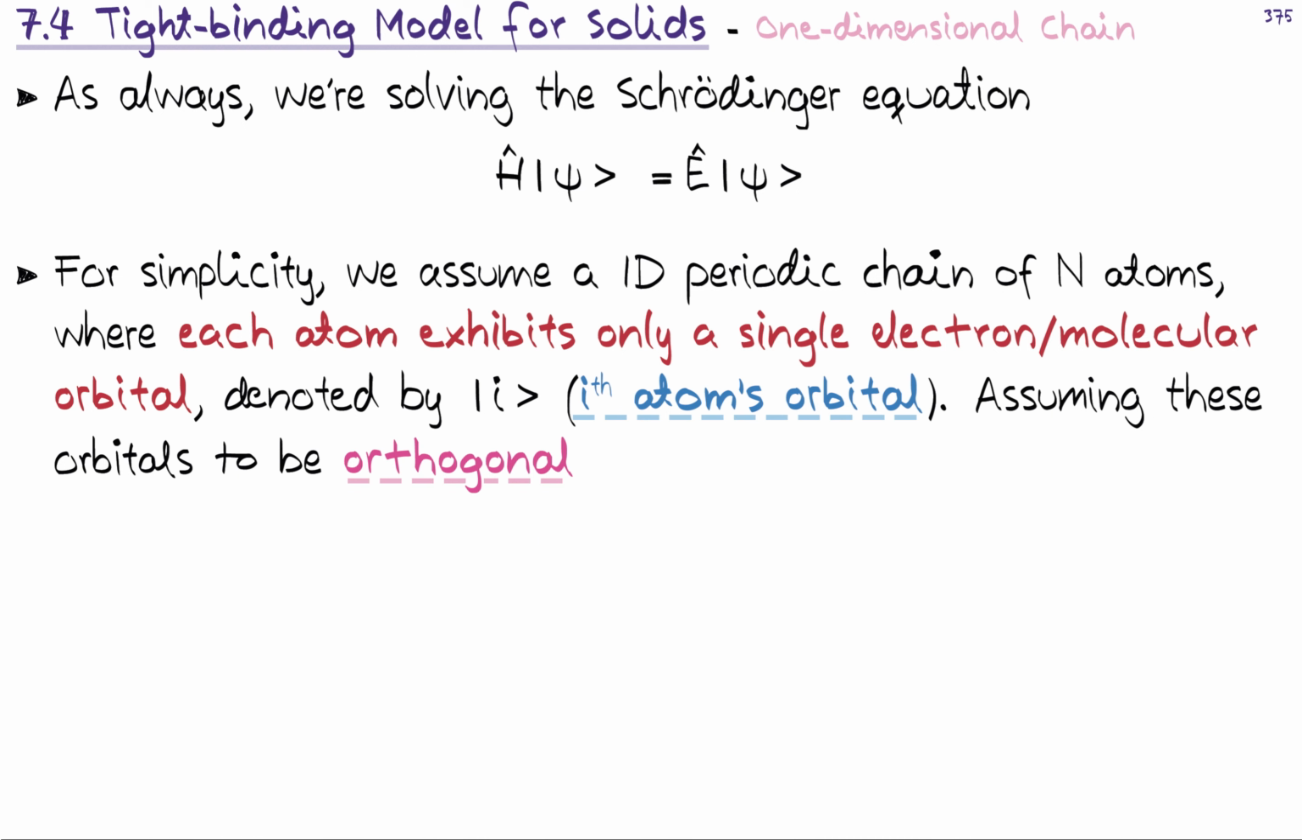And we assume now, in what follows, that these orbitals are entirely orthogonal. This gives us a relation that a bra of n multiplying the ket of m is a Dirac delta, ⟨n|m⟩ = δ_nm. So the result of this bracket would be non-zero only when n is m.